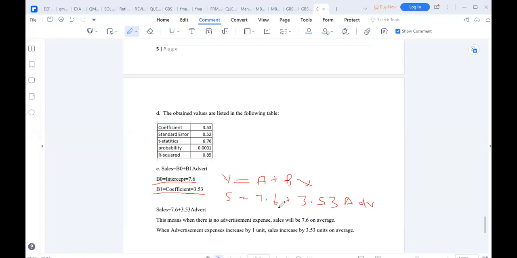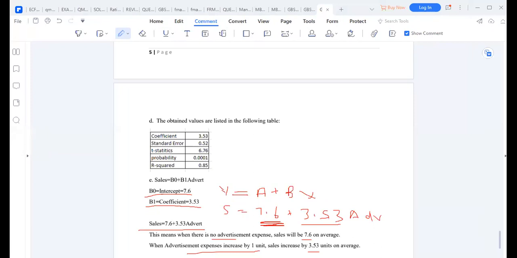After that identifying, you need to interpret this. Number one, what does this intercept mean? It means the point at which we can make a sale without advertising. So from this equation, when there's no advertising, at least we are able to sell 7.6 on average. Then what does 3.53 mean? It means that on average, when we increase our advertising expense by 1 unit, our sales will increase by 3.53 units. That's what it means. Any questions thus far?